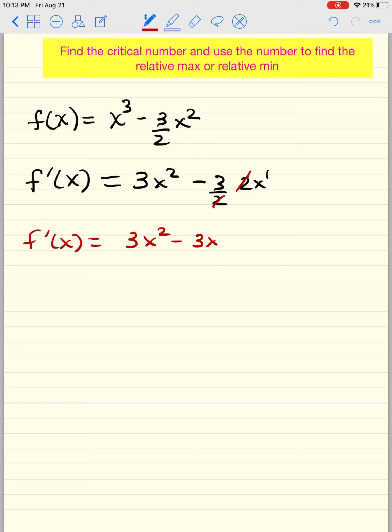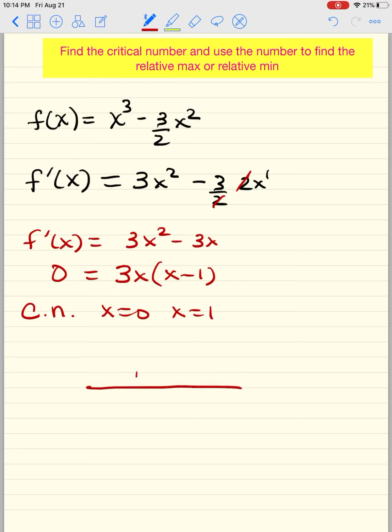So that's your derivative. Okay, so we set the derivative equal to 0, and we're going to factor, because we always factor when we have squares. So we're going to take out a 3, we're going to take out an x, and you're going to be left with x minus 1. So my critical numbers are x equals 0, x equals 1. Great, because that's where the derivative is equal to 0.